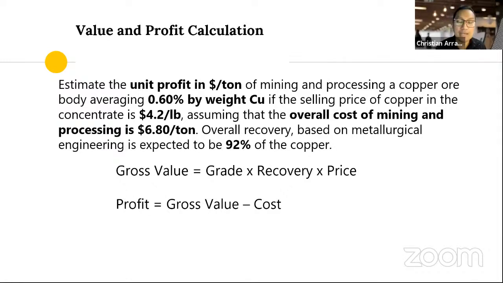Okay, in any word problem, just like the basic word problems, we should identify which is which. In this case, what we are trying to look for is the unit profit. But to get the unit profit, we need to get the gross value and the cost. Okay, do we know the cost? Yes or no? Do we know the cost? And what is it? What is the cost according to the problem?